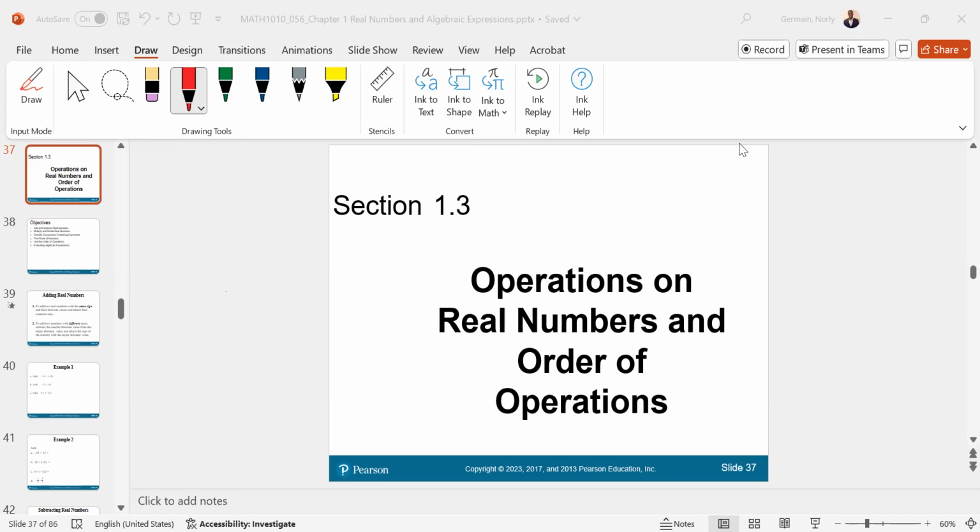We're going to continue with chapter one, real numbers and algebraic expressions. In this section, section 1.3, we're going to take a look at operations on real numbers and order of operations.